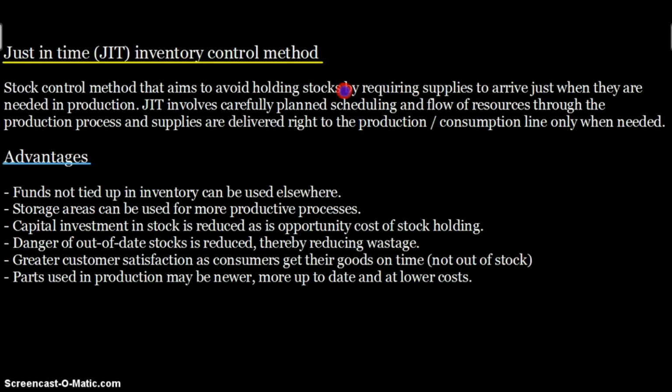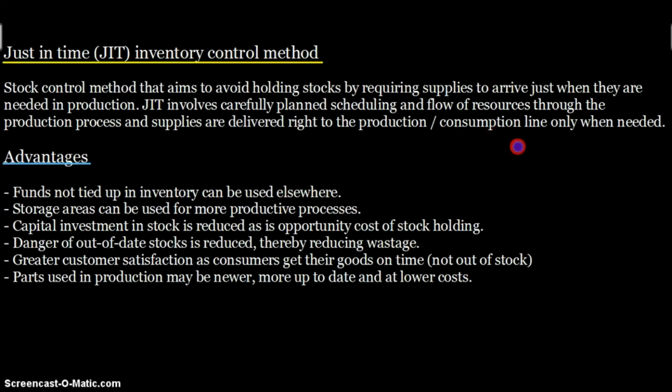So, just-in-time inventory control method. It is basically a stock control method that aims to avoid holding stocks by requiring supplies to arrive just when they are needed in production. JIT involves carefully planned scheduling and flow of resources through the production process, and supplies are delivered right to the production consumption line only when needed.